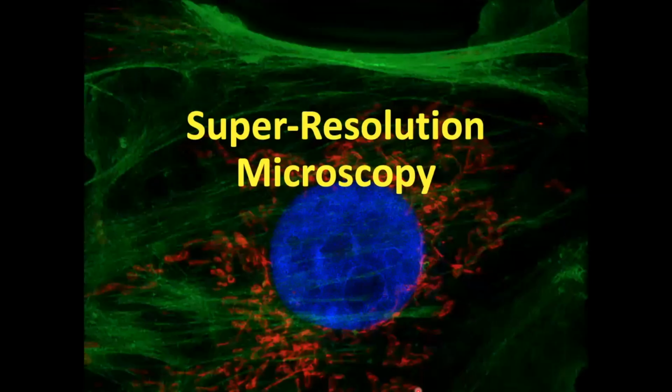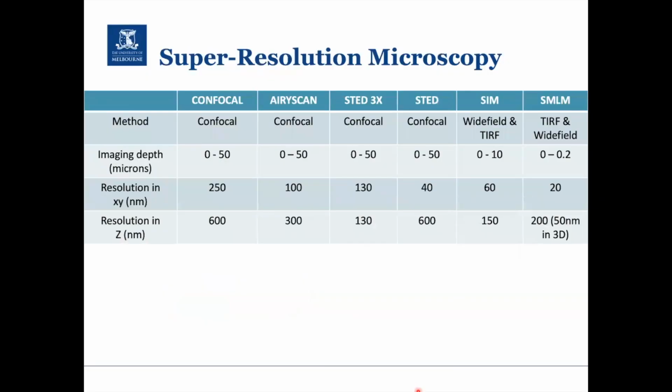Okay, let's move on to super resolution microscopy. As I mentioned before, we have the diffraction limit, which limits us to about 215 nanometers in resolution. That means to see two objects as two objects, they need to be more than 250 nanometers apart. That's obviously quite a large limitation if you're doing super resolution microscopy. So there are a number of super resolution techniques which have been developed to get beyond that diffraction limit, some of which are on this table here. I won't go through the table in detail.